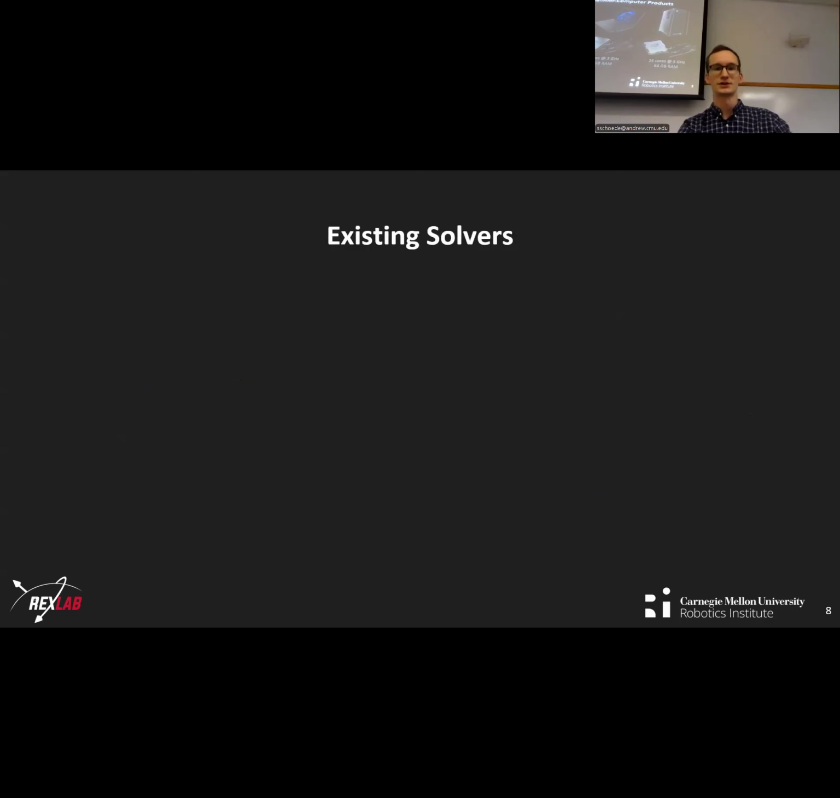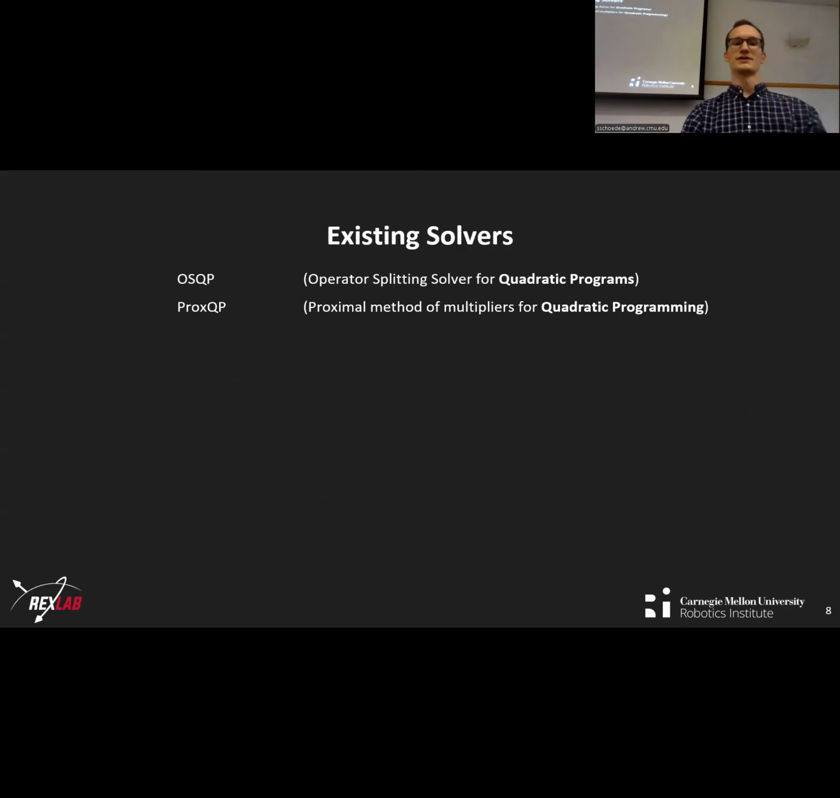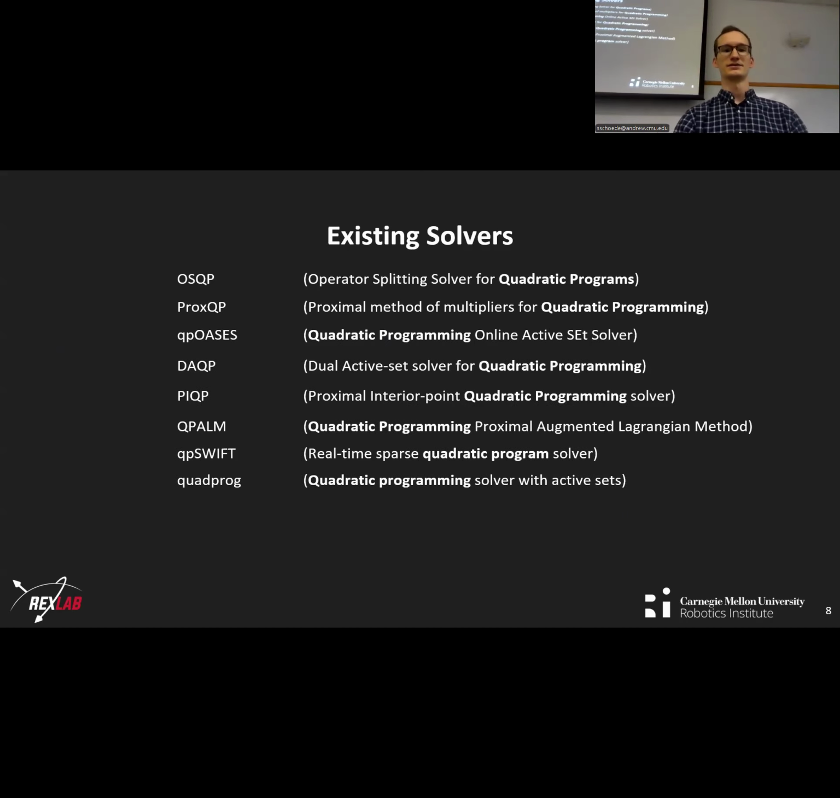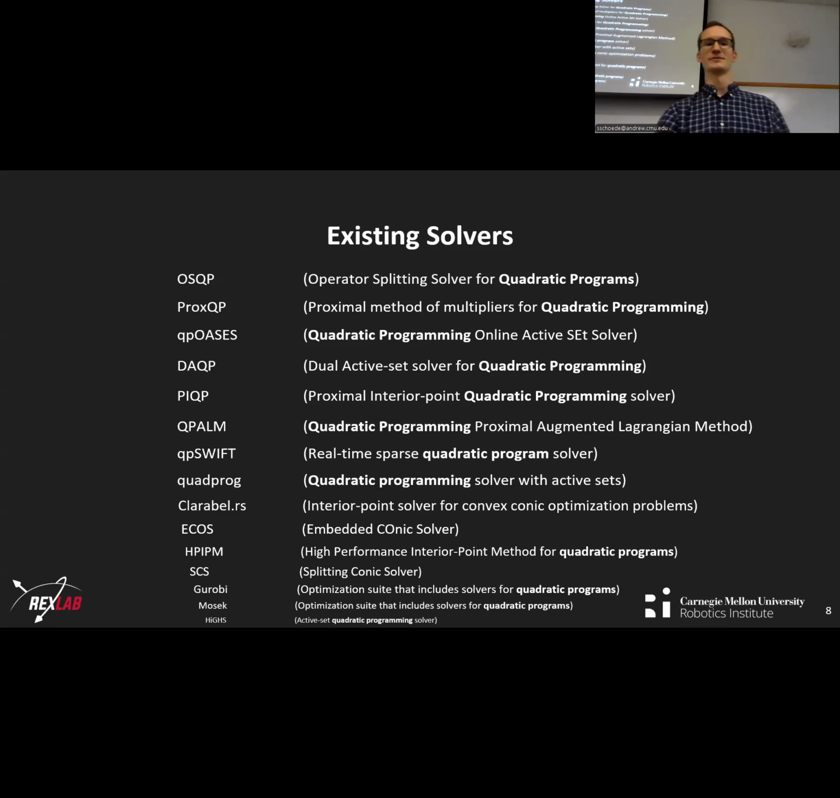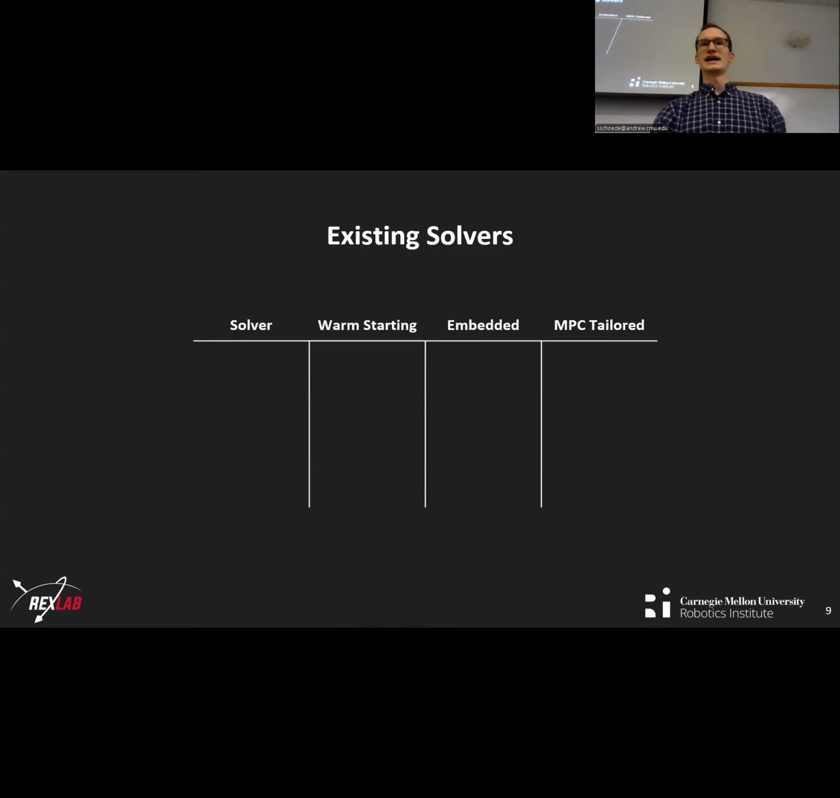We can look at existing solvers and see what's out there, what people have already done. And there's a lot, it turns out. People have built a lot of solvers for quadratic programs and other types of small problems. OSQP is a pretty common one. This is a fairly standard solver for quadratic programs. We also have some methods that solve quadratic programs using active set methods and interior point methods. People have put a lot of time into making these things. And I'll take a few of these out just to show some comparisons.